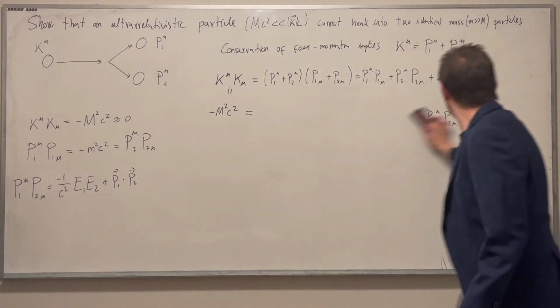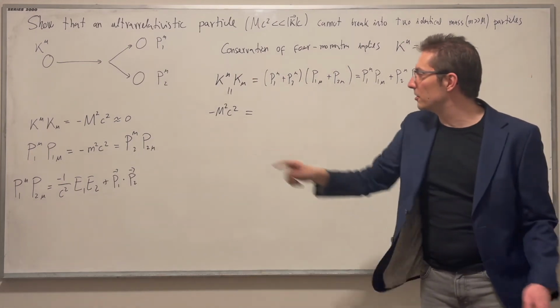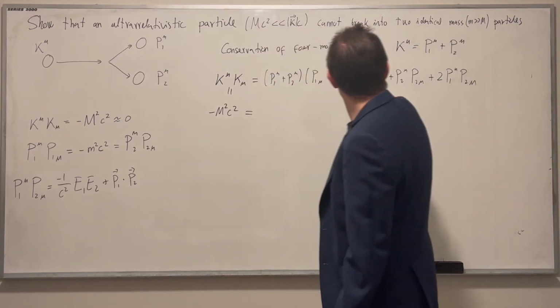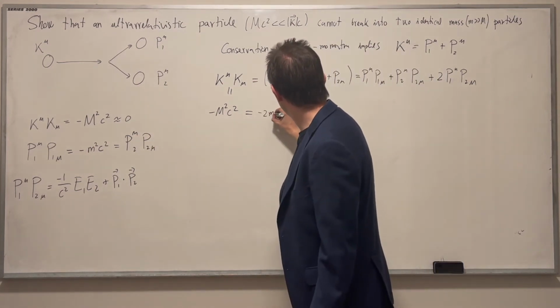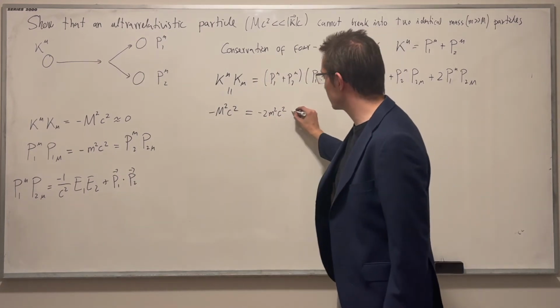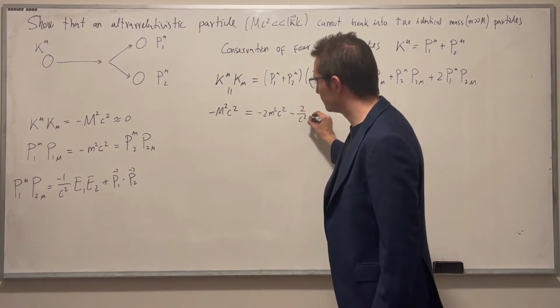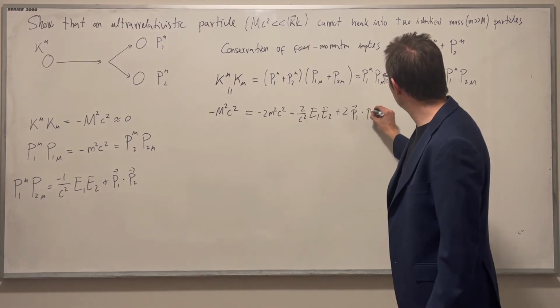Wonderful. So we can substitute the values of these things that we already computed in here and write them here. So let's write the first term. The first and the second term is minus m squared c squared, so minus 2 m squared c squared. And then I write the other term: minus 2 over c squared, E1 E2, plus 2 P1 dot P2.